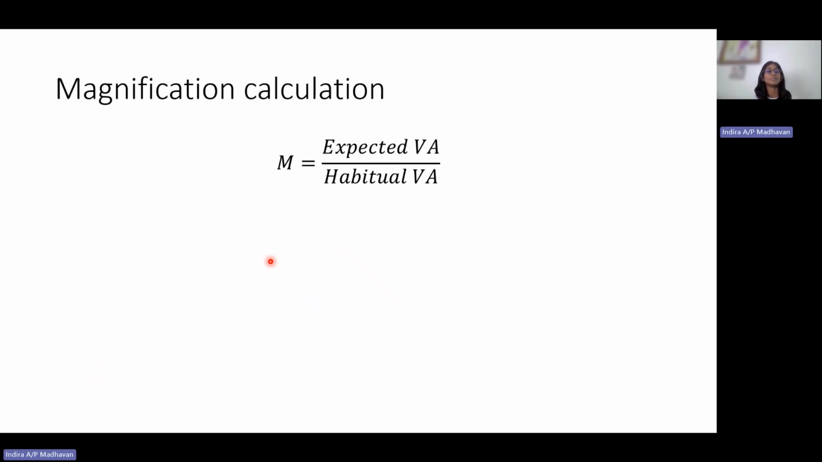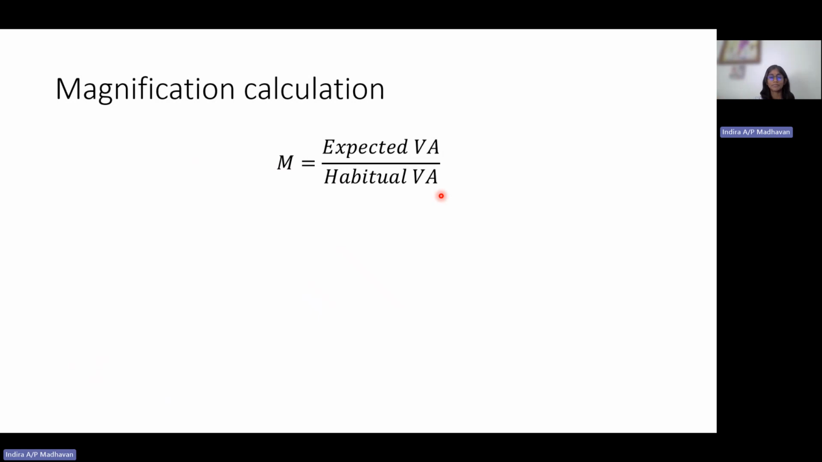So how do we calculate magnification? It is based on this formula. Magnification, M, equals expected VA divided by habitual VA. Expected VA is this: when you want to do certain activities, there is a required VA that we should have to be able to do that activity. For example, if a patient wants to watch television.